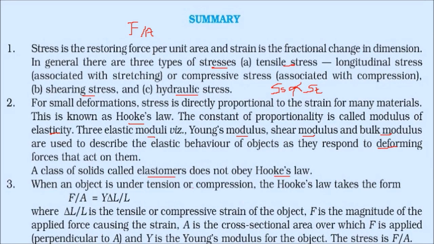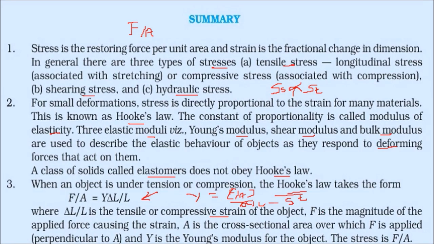When an object is under some tension or compression, Hooke's law takes this form, which is very important for solving problems. F by A is equal to Y delta L by L. This essentially comes from Y equals F by A divided by delta L by L. This delta L by L is the tensile or compressive strain.